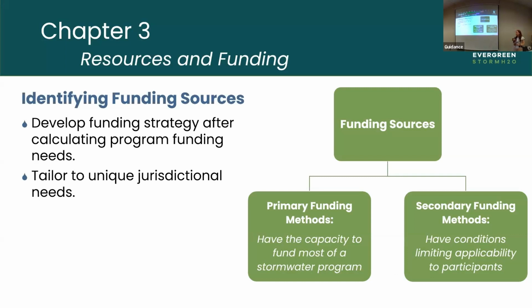So we're going to walk through a couple of funding strategies. This is not necessarily just for BMPs on private property. This is for stormwater programs as a whole, and we'll walk through some of the methods. Funding methods are generally split into two types. You have your primary funding methods, which in general can cover the cost of most of your stormwater programs. You can then supplement these with secondary funding methods. The thing about the secondary funding methods is there's usually some type of condition you have to be eligible for. So unfortunately, not everyone can go out and get all of them.